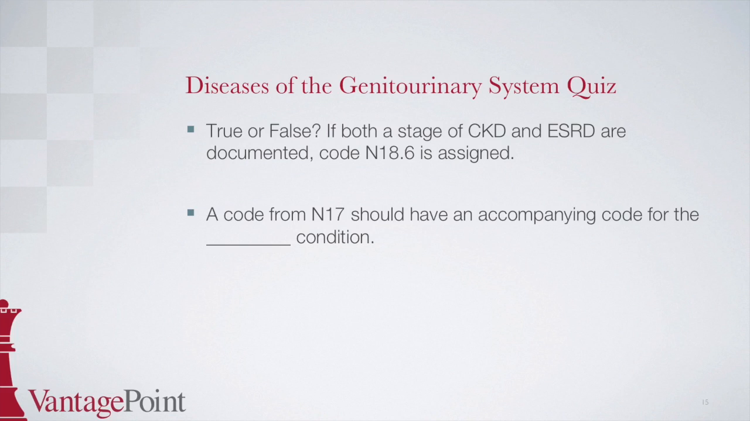The answer to the second question is a code from N17 should have an accompanying code for the underlying condition. If you turned to category N17 in the tabular, there is an instructional note stating code also associated underlying condition.